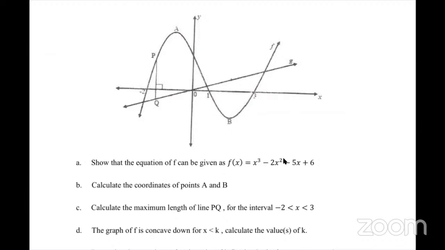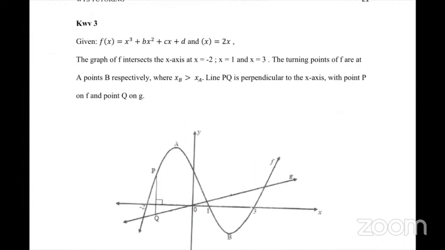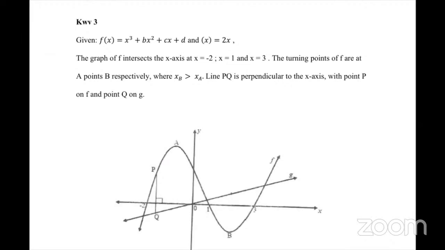How do you do C, bro? I forgot the whole thing where you have to do the thing on the maximum value. C, the maximum length of the line PQ. To find PQ, you find the difference. The PQ distance will be the difference between the upper graph and the lower graph. The upper function will be f of x and the lower function will be g of x. Notice up top they said f of x equals x cubed plus bx squared plus cx plus d and x. That was supposed to be g of x, not x.